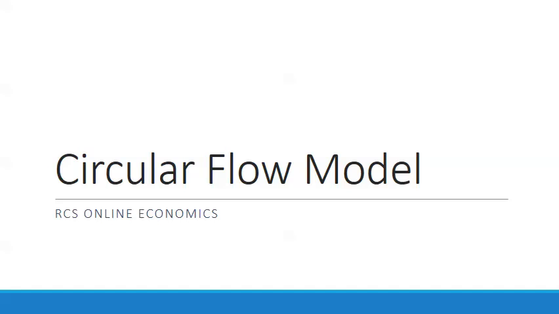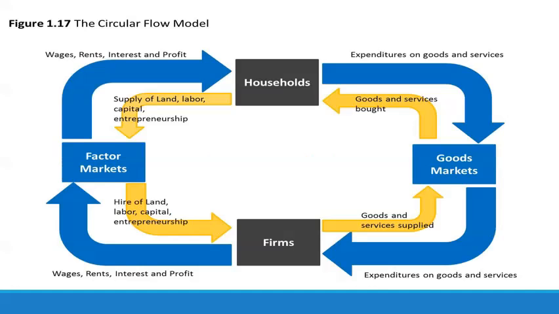Okay, in this lesson we're going to look at the circular flow model. It is another economic model, and this one gives us an idea of how the factors of production and goods and services flow within the economy. So when we look at the circular flow model, we've got a lot going on here, and we want to look first at this inside curve that's in yellow.